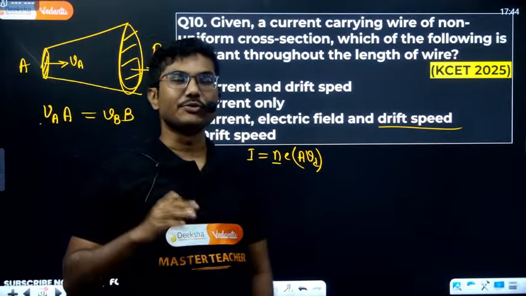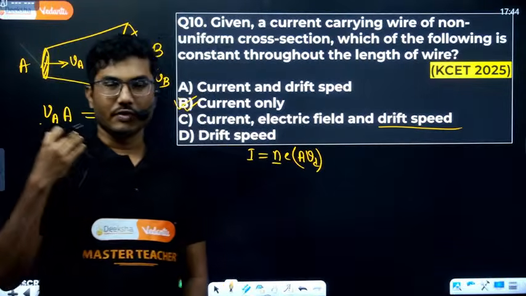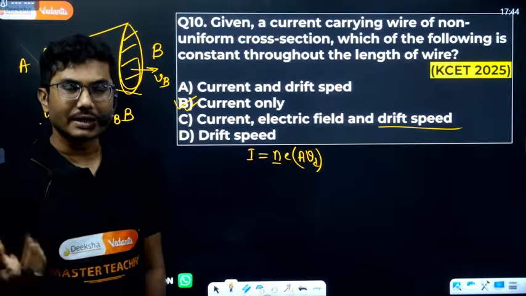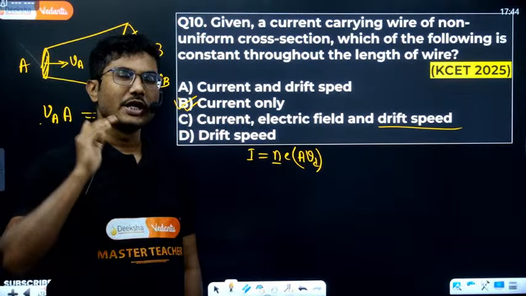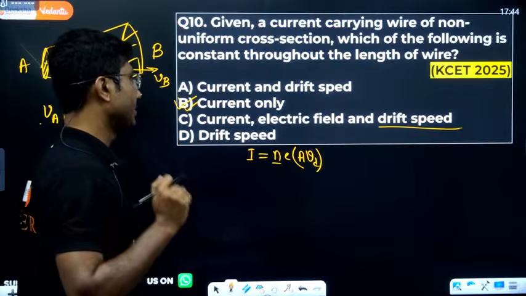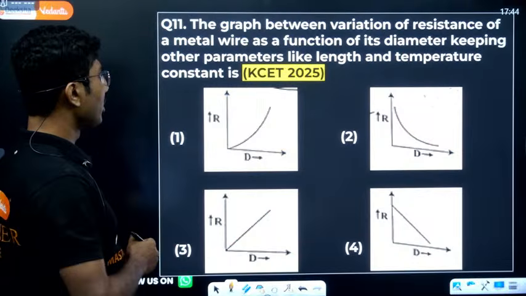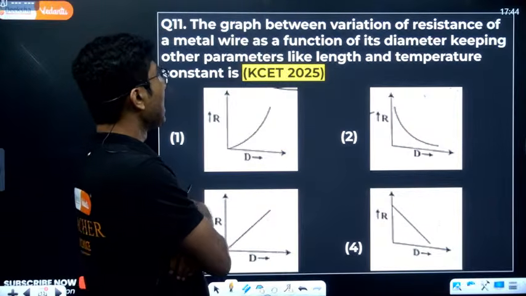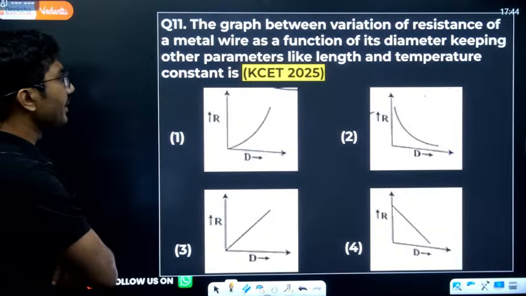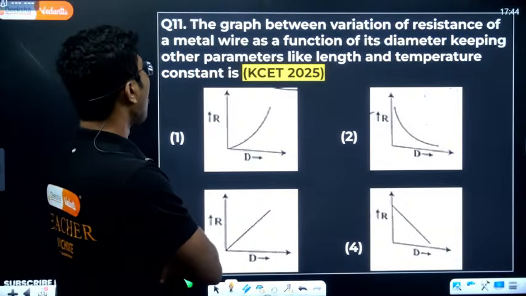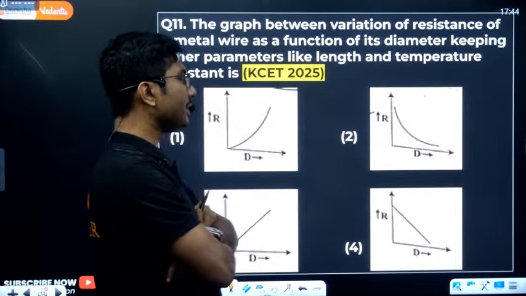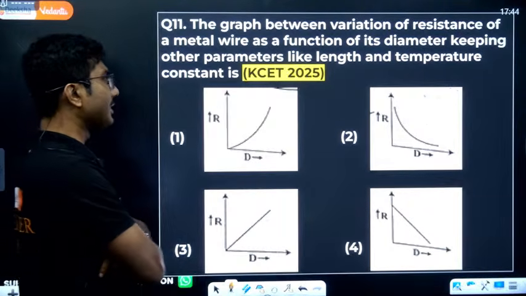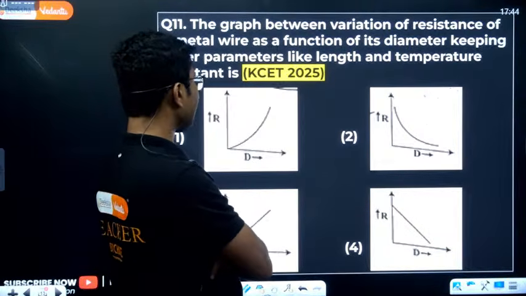Current can be changed only if you change the voltage. Okay, if you change the voltage, or if you change the material, then only current will change. If the material is same and voltage is fixed, current will always remain constant. Okay, now let's move on with the next question. The graph of variation of resistance of a metal wire as a function of its diameter, keeping other parameters like length and temperature constant, is.